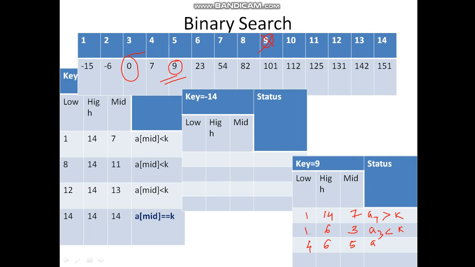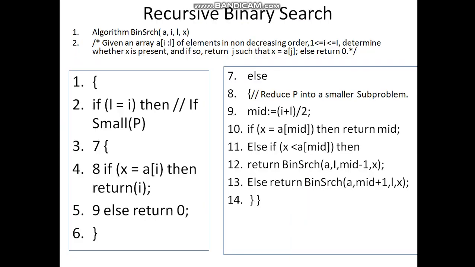The value is present at 5, so return 5. This is how it works. So 5 is the correct answer. So in this case we returned 5, in this case we returned 0, and in this case we returned 14. So this is how this particular binary search works. So this is the algorithm.